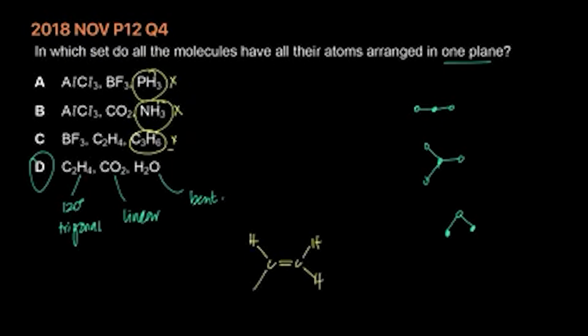This is C2H4 right here. All the atoms are in the same plane. C, C, H, H, H, H. That's something that you got to remember also. Okay? Anyways, let's go ahead.